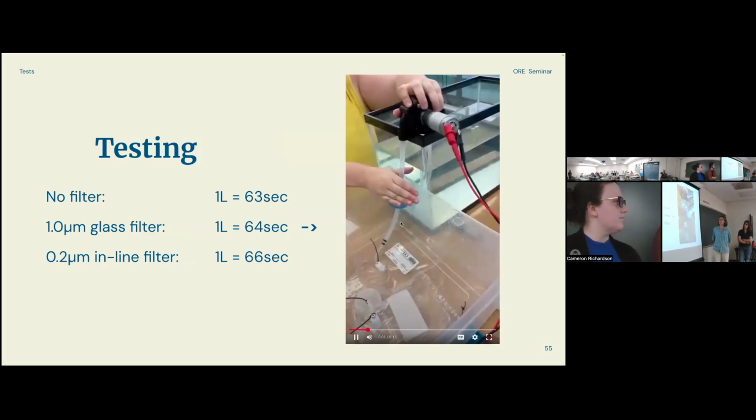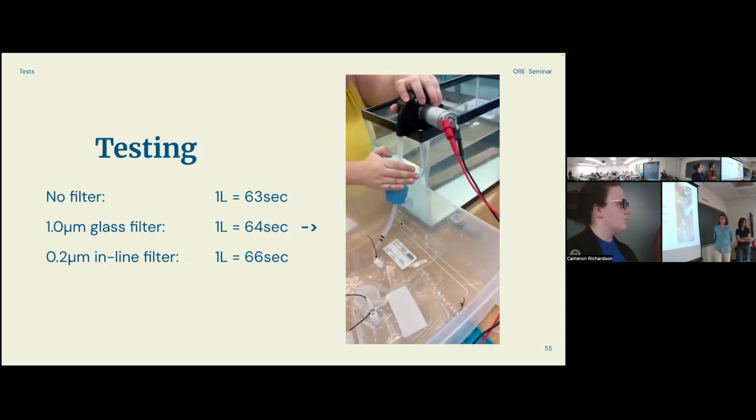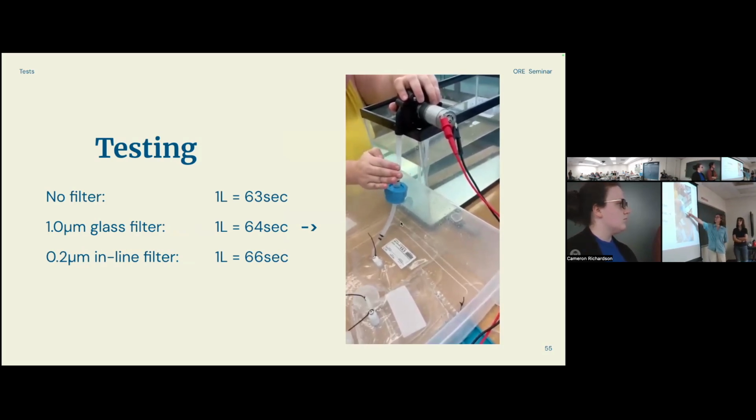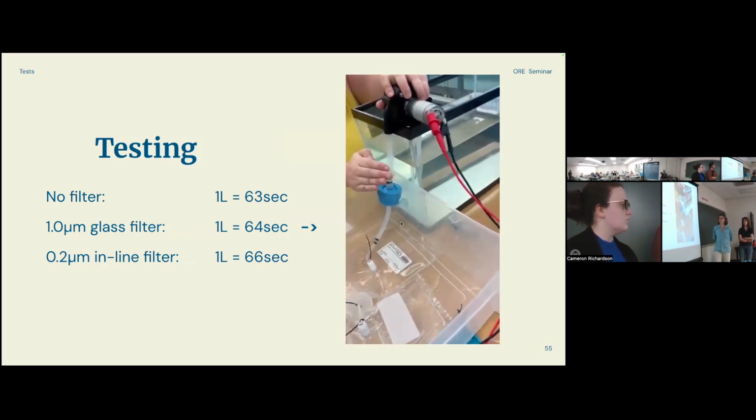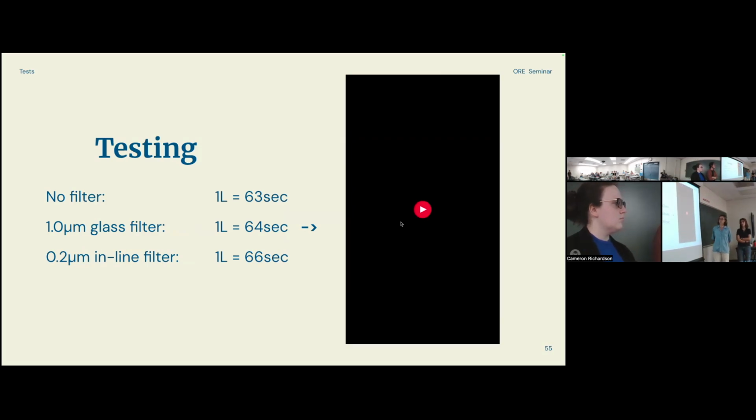No filter gave us a 1 liter sample in 63 seconds. A 1 micrometer glass filter that you can see in this video placed in the filter holder gave us a 1 liter sample in 64 seconds. And we even tested out a 0.2 micrometer inline filter that has a different material than the filter in the previous slide. It gave us a 1 liter sample in 66 seconds.